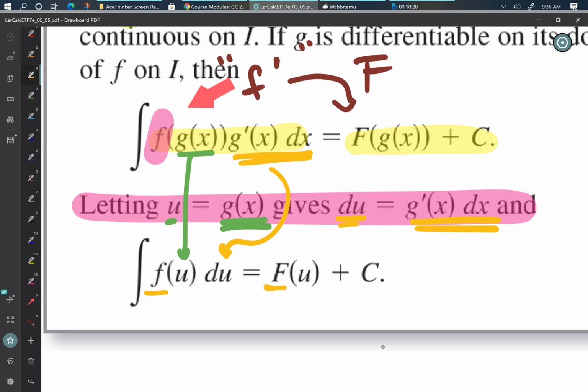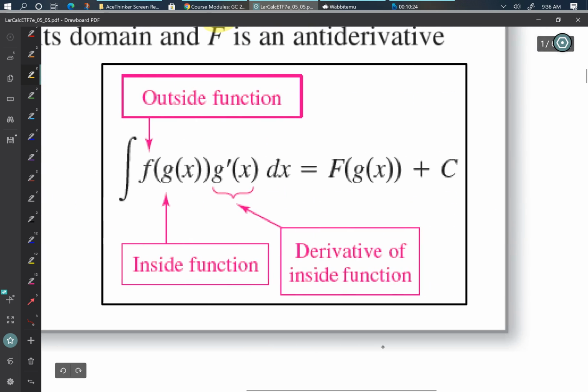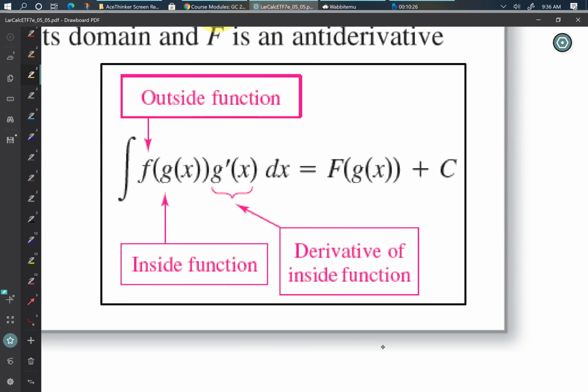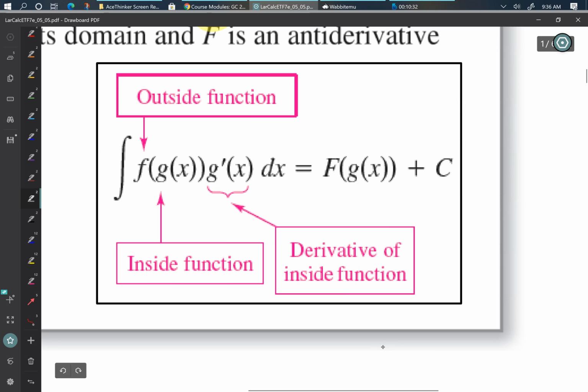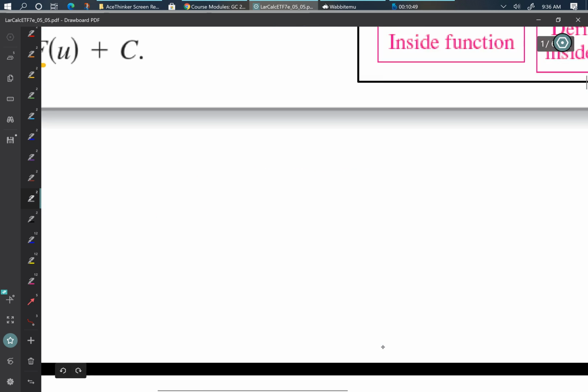So I know this is a lot to process right away, but basically we're looking at outside functions and inside functions, and my job is to be able to recognize that two things are being multiplied together. One of them is the derivative of the inside of the other. Right? So there's an outside function f, an inside function g, and we're multiplied by the derivative of the inside function. All right.